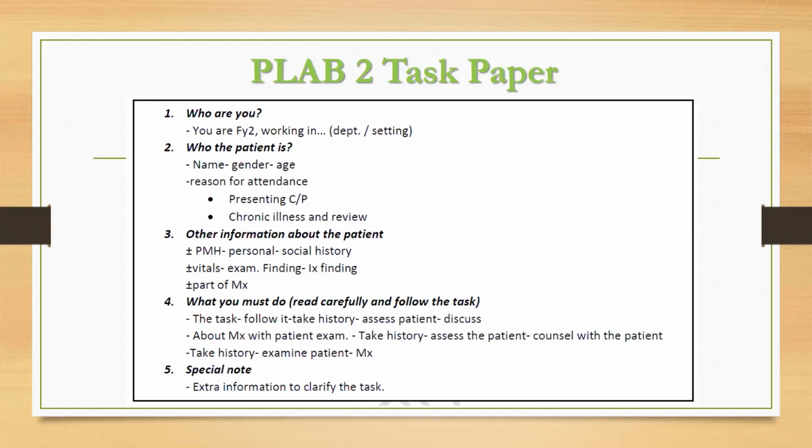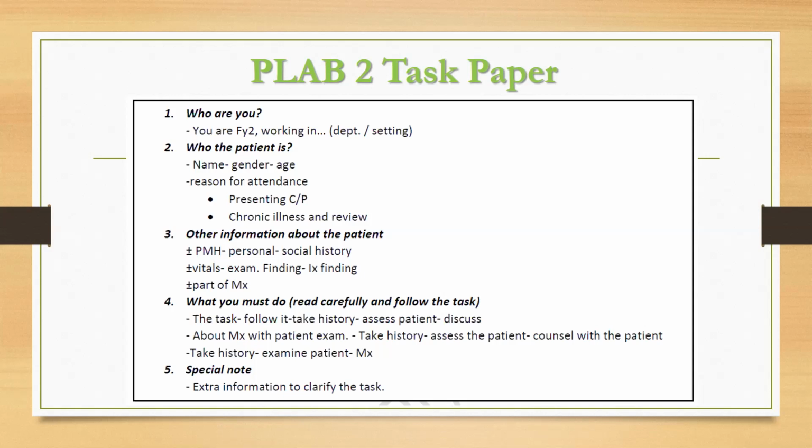Sometimes you will have other information about the patient, like his past medical history, personal history, social history, and all of these are plus or minus, which means it should not be there, but sometimes you will find this information. Also, you may have the vital signs of his observation, like blood pressure, temperature, and pulse rate, all of that. And sometimes you can find findings of some investigations.